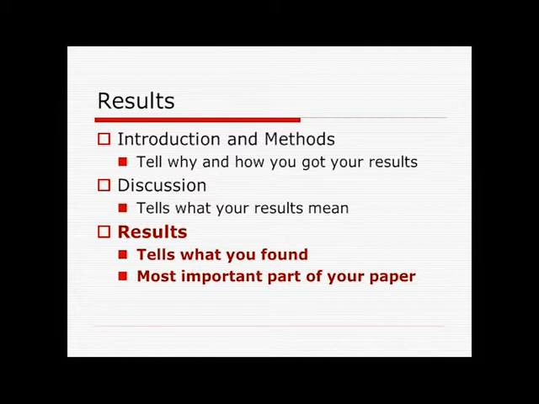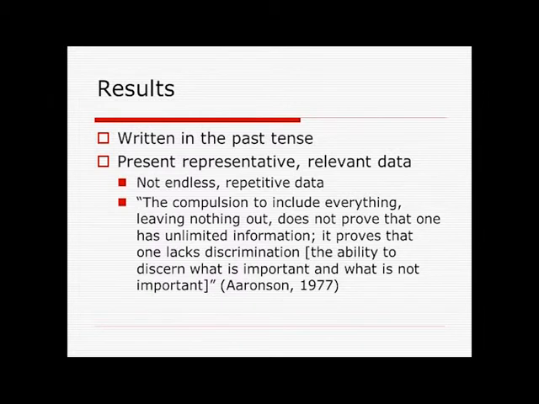Usually it's the most important part of your paper, right? That's what people are looking for. They want to know what you found in your study. So it's important, again, that we're very, very clear and precise whenever we're writing our results section. Also, the results section is written in the past tense. We want to present representative and relevant data. We don't want to just have this endless string of information and results in our results section.